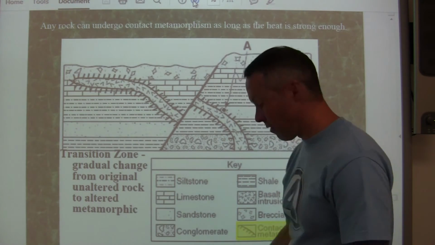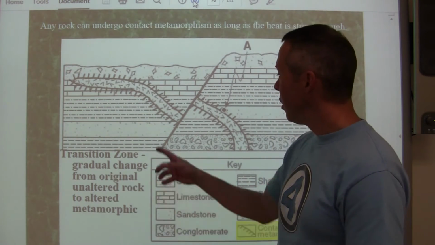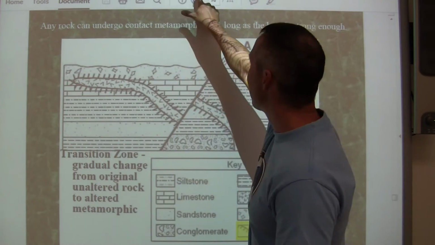That's contact metamorphism. So make sure, if you have to, you pause it, and you write a couple of sentences describing that diagram.